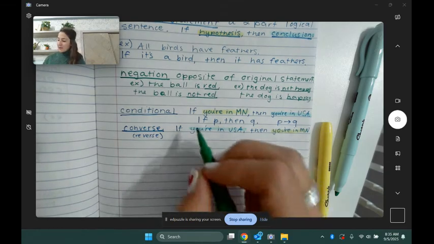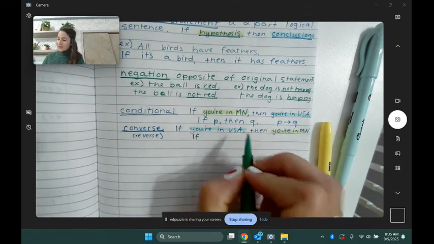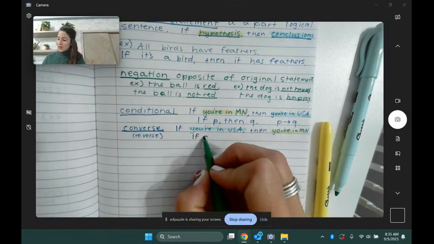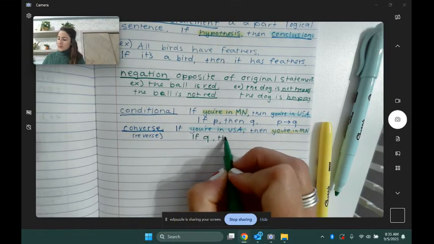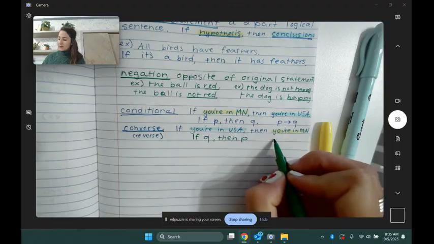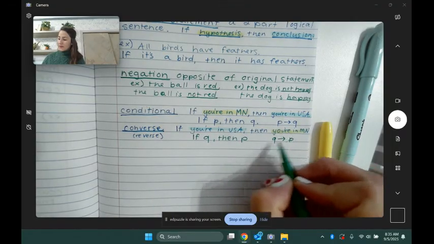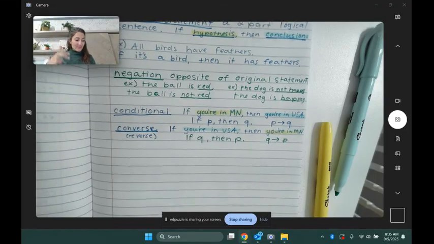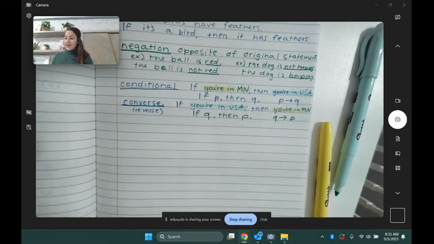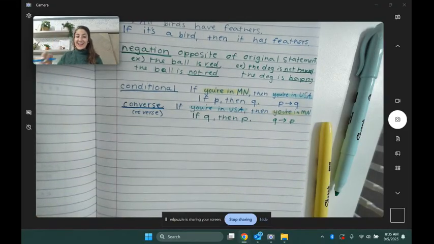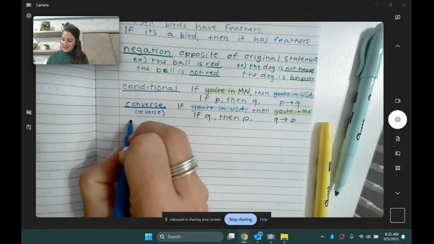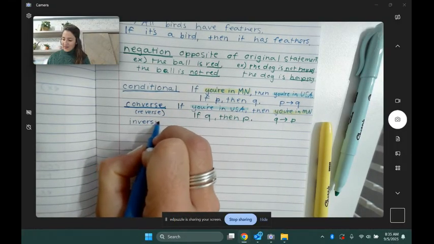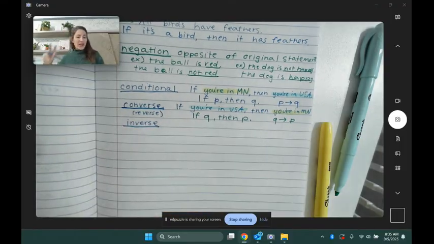Again, I can have my shortcut. This is going to switch these two. If Q, then P. Q, then P. Converse, reverse. Next, I have an inverse. And what this is going to do is negate both.